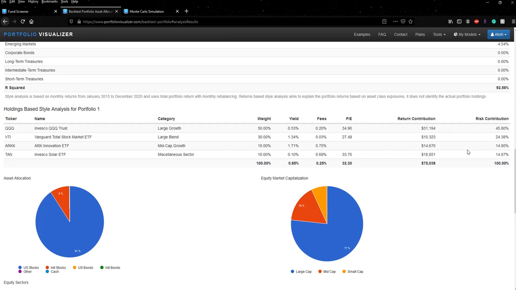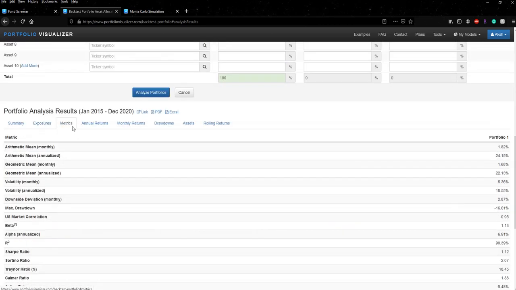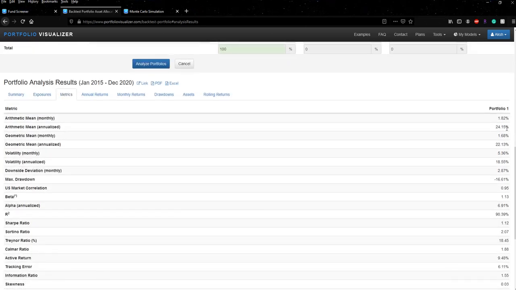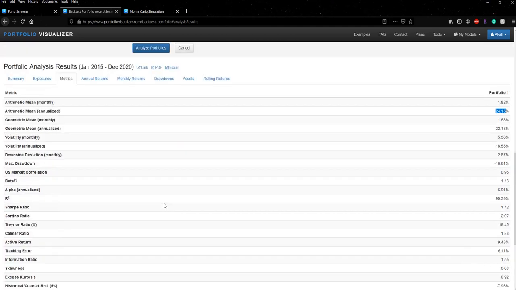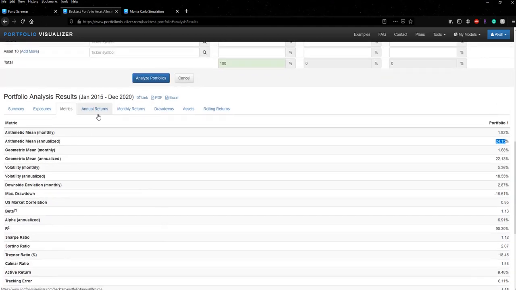For example, TAN and ARK had the least risk, and the reason being those are the smaller allocation of your portfolio. However, return is the most provided by this because it has a higher weight. However, now if you look at overall portfolio return, annualized is 24%. You could look at the different metrics to analyze for yourself.